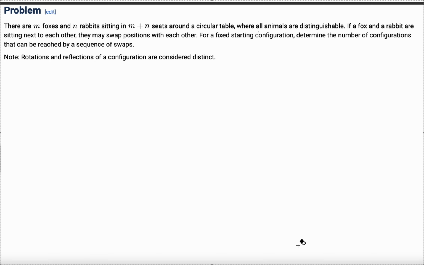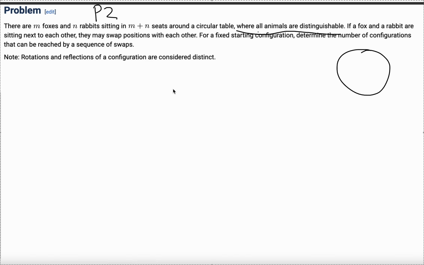This is 2026 USAJMO Problem 2. So this is Problem 2. There are M foxes and N rabbits sitting in M plus N seats around a circular table. So circular table where all animals are distinguishable. If a fox and a rabbit are sitting next to each other, they may swap positions. For a fixed starting configuration, determine the number of configurations that can be reached by a sequence of swaps.